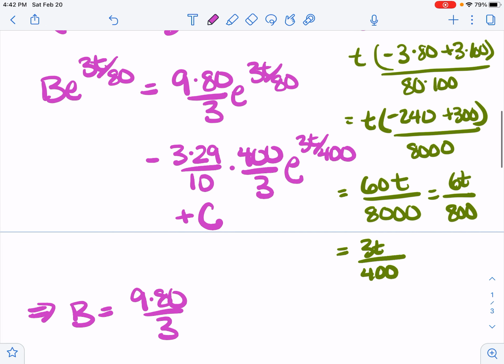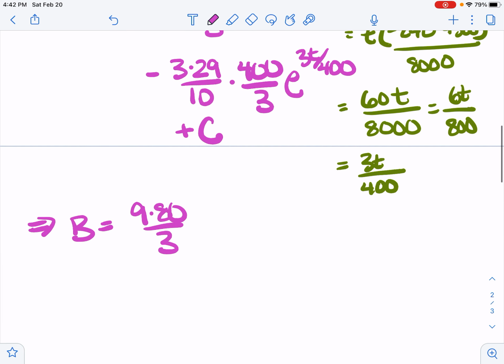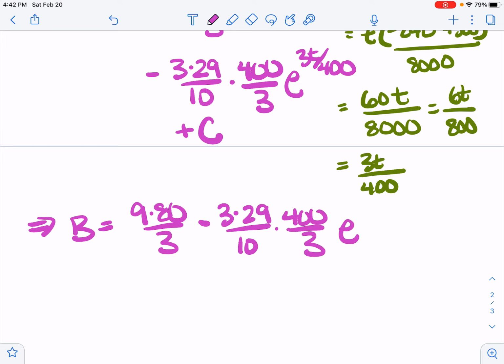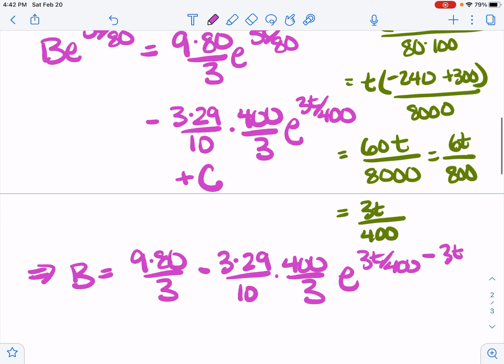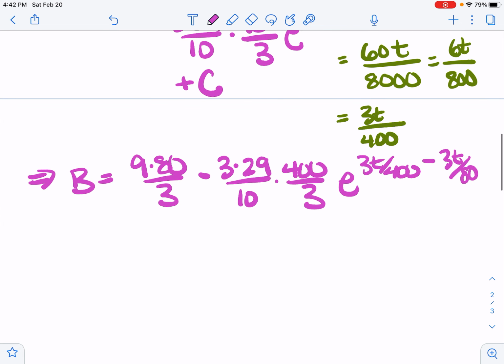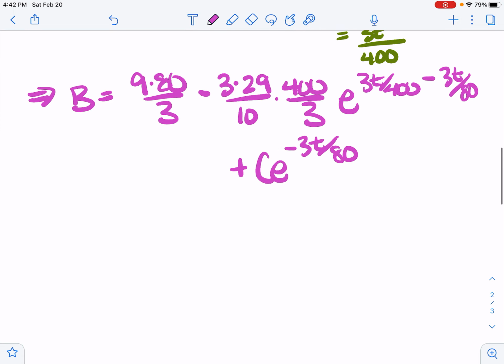Can't forget that. And then we have minus 3 times 29 over 10 times 400 over 3 times e to the 3t over 400 minus 3t over 80. And then finally, that goes on the c, so plus c e to the minus 3t over 80. And that is our solution, and it's kind of unpleasant.